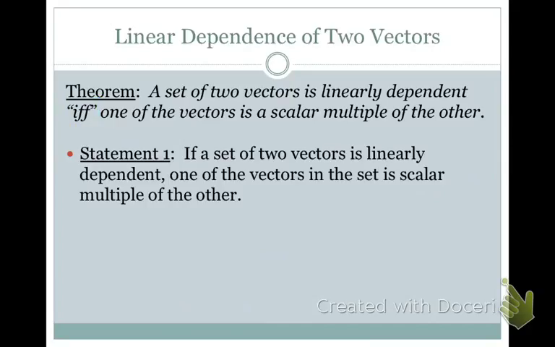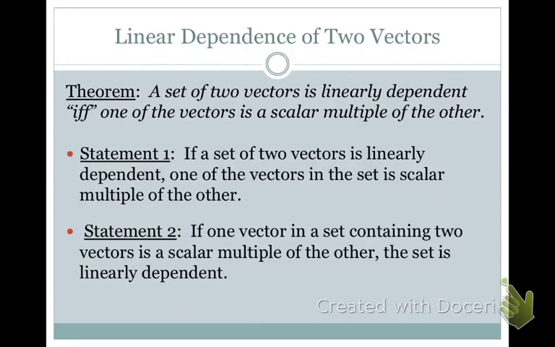The first way is the following: if a set of two vectors is linearly dependent, one of the vectors in the set is a scalar multiple of the other. So we start with the assumption that the vectors are linearly dependent, and then we must prove that one is therefore a scalar multiple of the other. The second statement is that we start with the assumption that, in the set of vectors, one can be written as a scalar multiple of the other, and then we have to show that the set is therefore linearly dependent. So to complete the proof, we actually have to prove both statement 1 and statement 2.